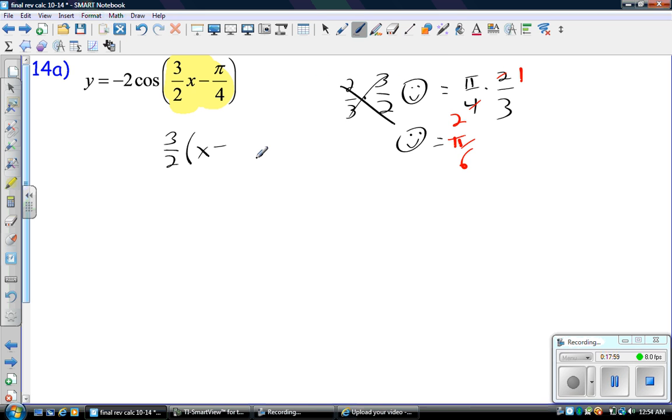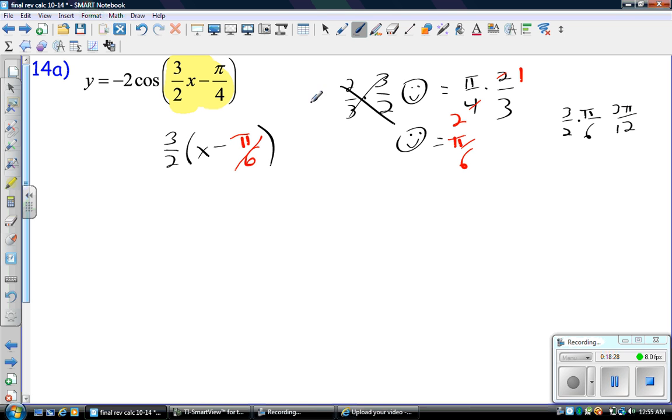Pi over 6. I would definitely check that. As an aside, if I multiply 3/2 times pi over 6, you'd have 3 pi over 12, which does equal pi over 4. So we're good. You have to factor that.